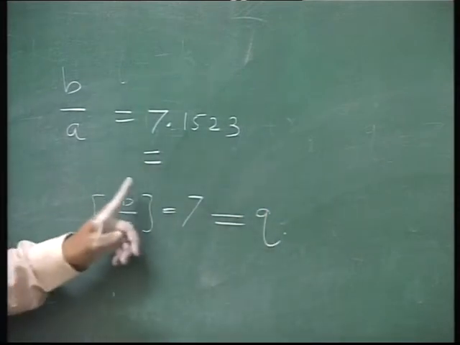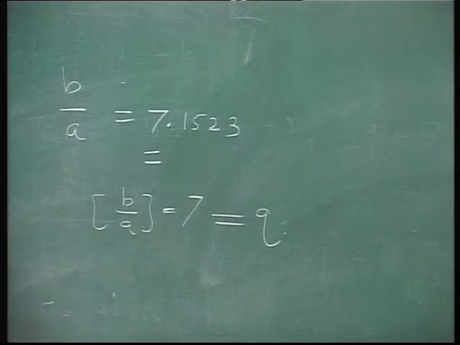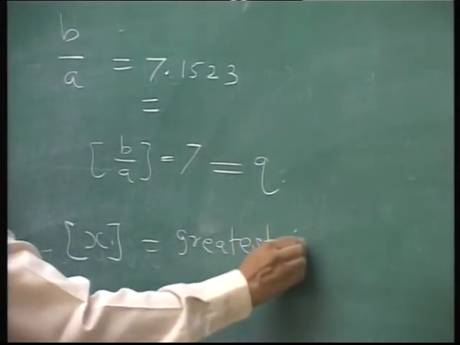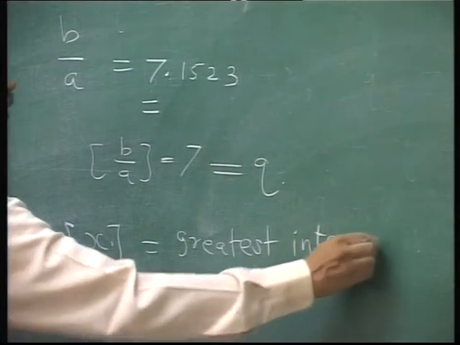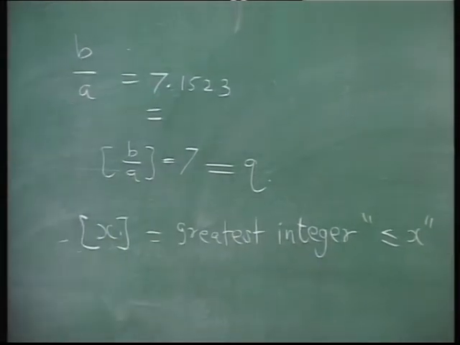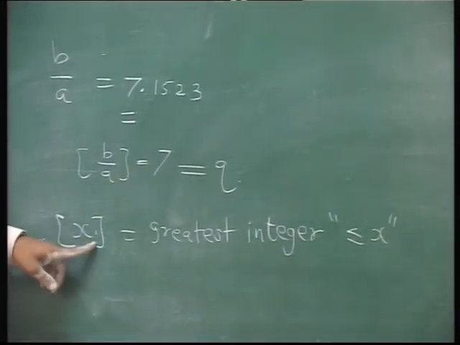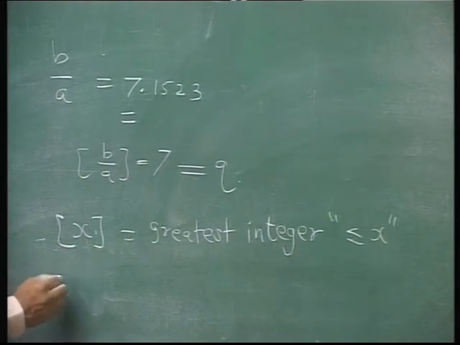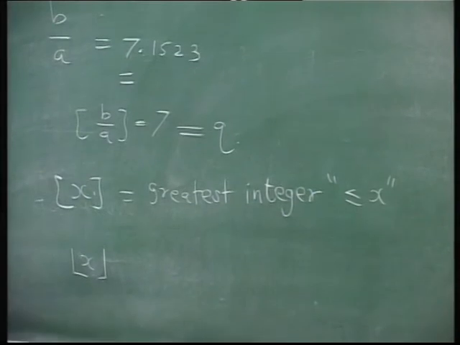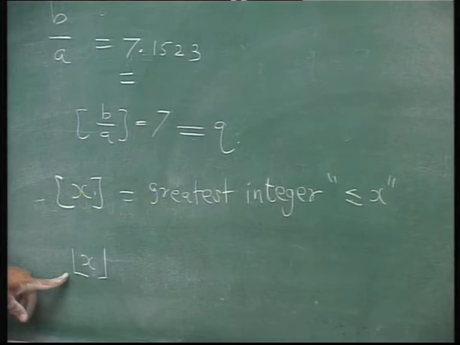This symbol is for the integral part, that is the greatest integer less than or equal to. So the integral part of x is the greatest integer which is less than or equal to x. Greatest integer less than or equal to x, that is the integral part. It's also called the floor function. In combinatorics books, this is written in this way. So these two are the same, that is the greatest integer less than or equal to x.